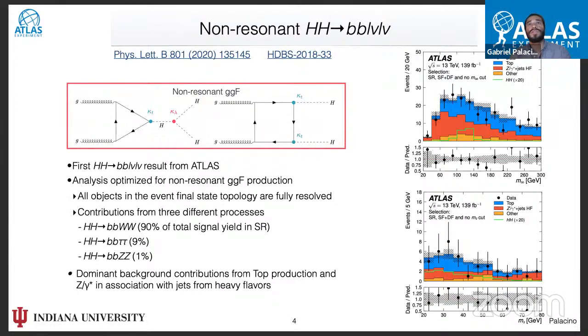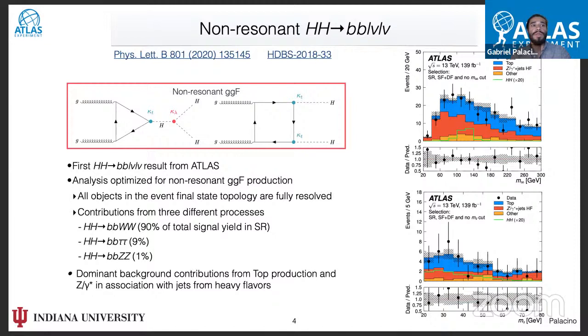There have been previous searches on di-Higgs to bbWW using a different final state, the 1 lepton final state. So this is actually the first one in ATLAS. And this one has been optimized for non-resonant gluon-gluon fusion production. There are 3 different di-Higgs decay modes that contribute to the signal yield in the signal region. These are di-Higgs to bbWW, and this is the reason why I highlighted it in the previous slide, because it amounts to 90% of the signal yield in the signal region.